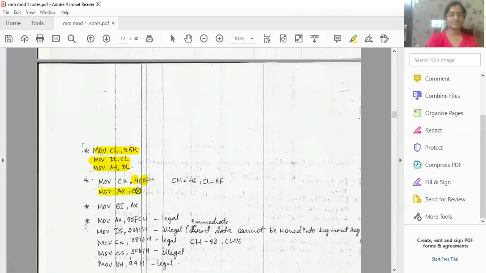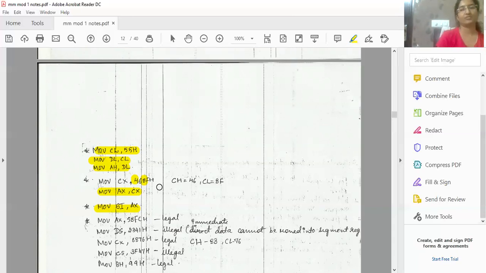MOV AX, CX. CX and AX both are 16-bit in size. So what are we trying to do here? 16-bit data from the 16-bit register is moved into another 16-bit destination register, which is AX. This is also valid. MOV SI, AX. The data from the 16-bit register AX is moved into another 16-bit register, SI, the source index register, right? The source index register is 16-bit in size. You can refer to my previous videos if you have forgotten. So this is also valid.